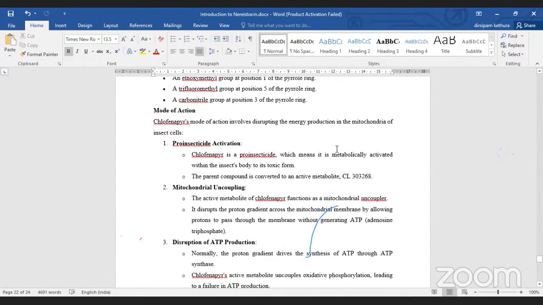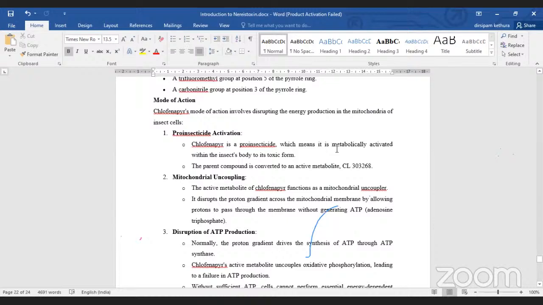Coming to the mode of action, we already know that it targets the respiratory system in insects. The mode of action of chlorfenapyr involves disrupting the energy production in the mitochondria of insect cells. How exactly does this work? This is a pro-insecticide.